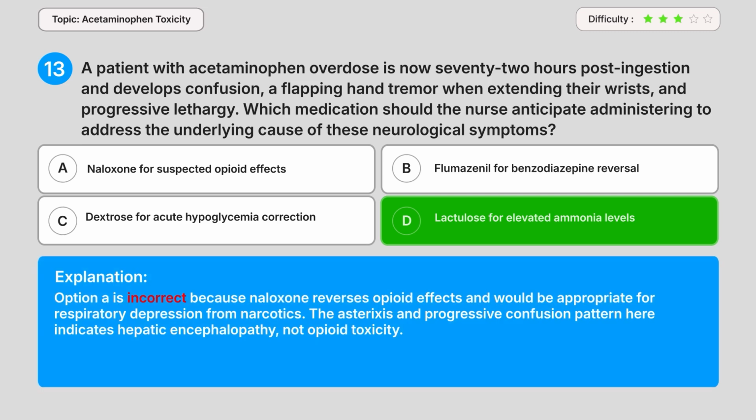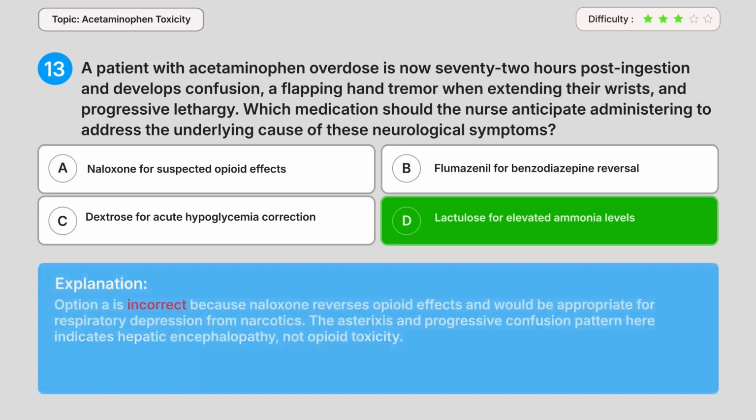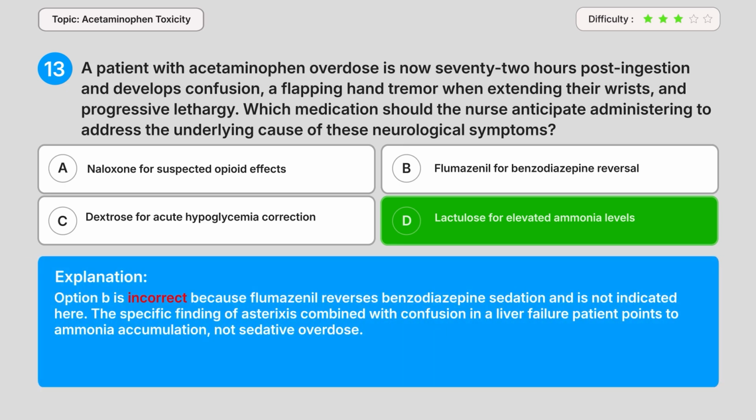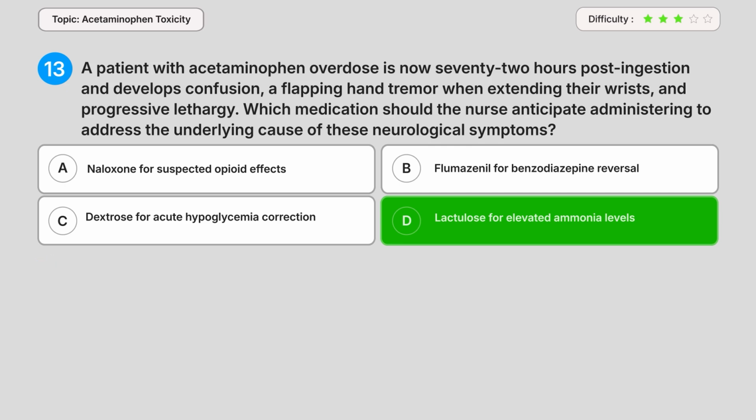Option A is incorrect because naloxone reverses opioid effects and would be appropriate for respiratory depression from narcotics. The asterixis and progressive confusion pattern here indicates hepatic encephalopathy, not opioid toxicity. Option B is incorrect because flumazenil reverses benzodiazepine sedation and is not indicated here. The specific finding of asterixis combined with confusion in a liver failure patient points to ammonia accumulation, not sedative overdose.